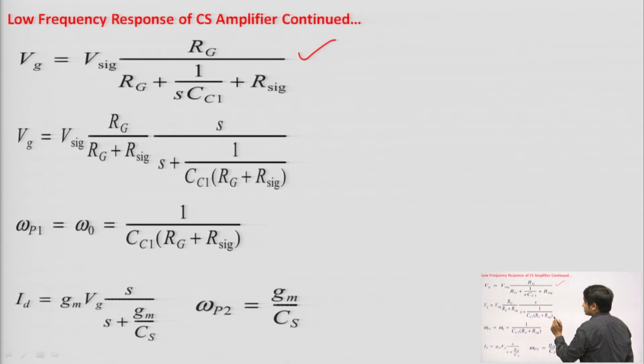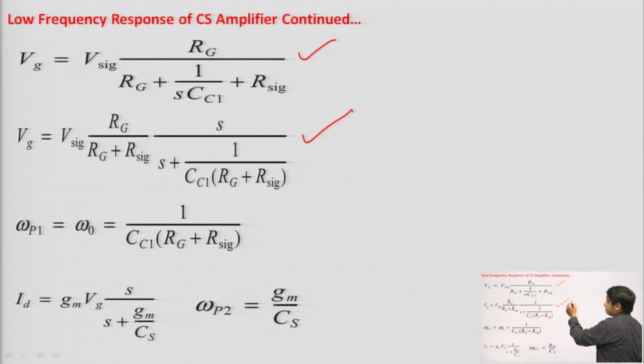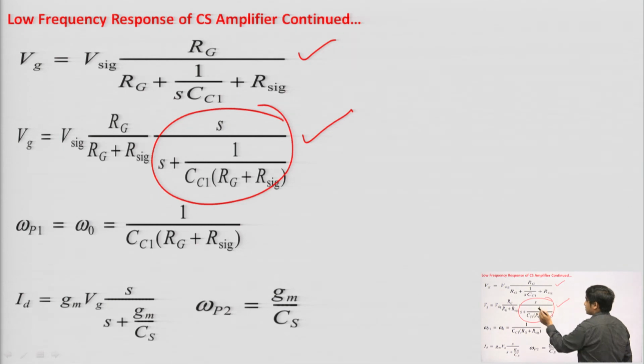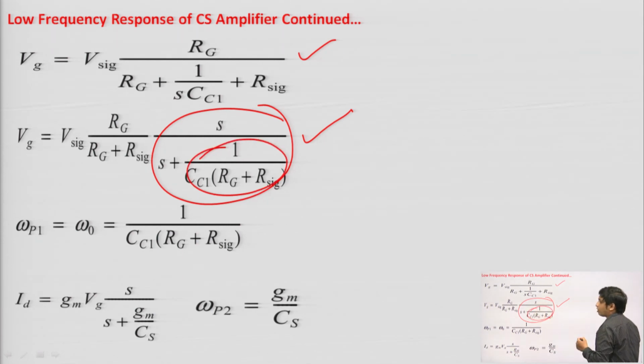Now, the first corner frequency we can get from this expression. What we have to do? We will get the expression in the form of S upon S plus something. S upon S plus something is a kind of high pass. So, from here, S upon S plus something, this something is basically your corner frequency. So, the first corner frequency is 1 upon CC1 into Rg plus Rc.